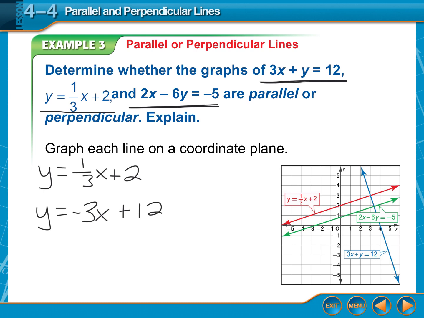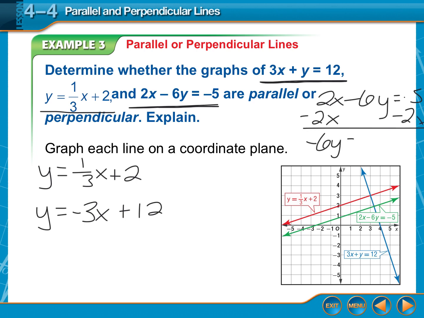Subtract 2 over. Right, I'm going to write it out over here so we can see. So we have 2x minus 6y equals -5. I heard we subtract this 2x over. Yep, you got it. So we have -6y equals -2x minus 5.